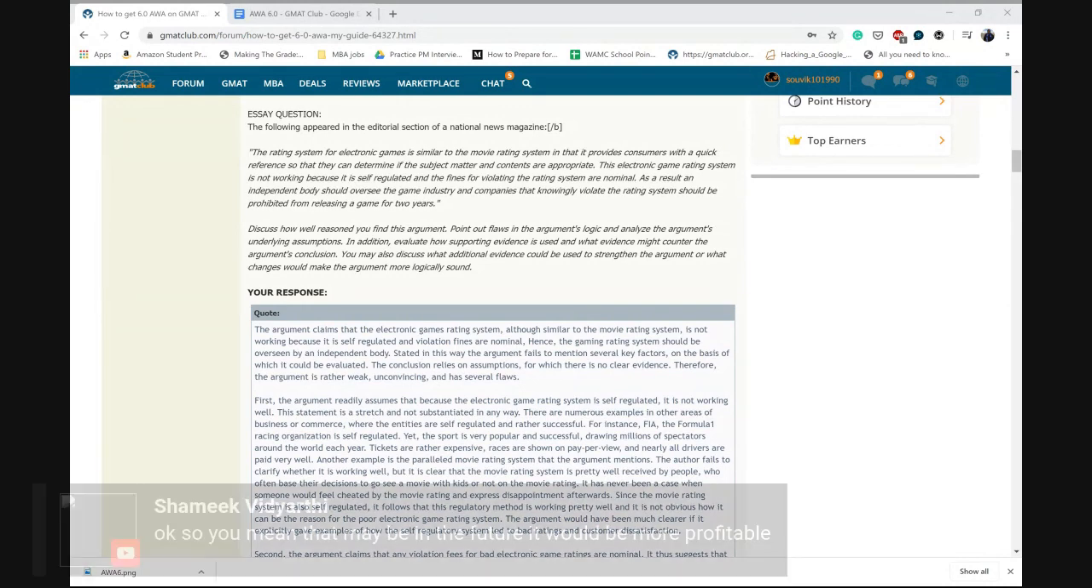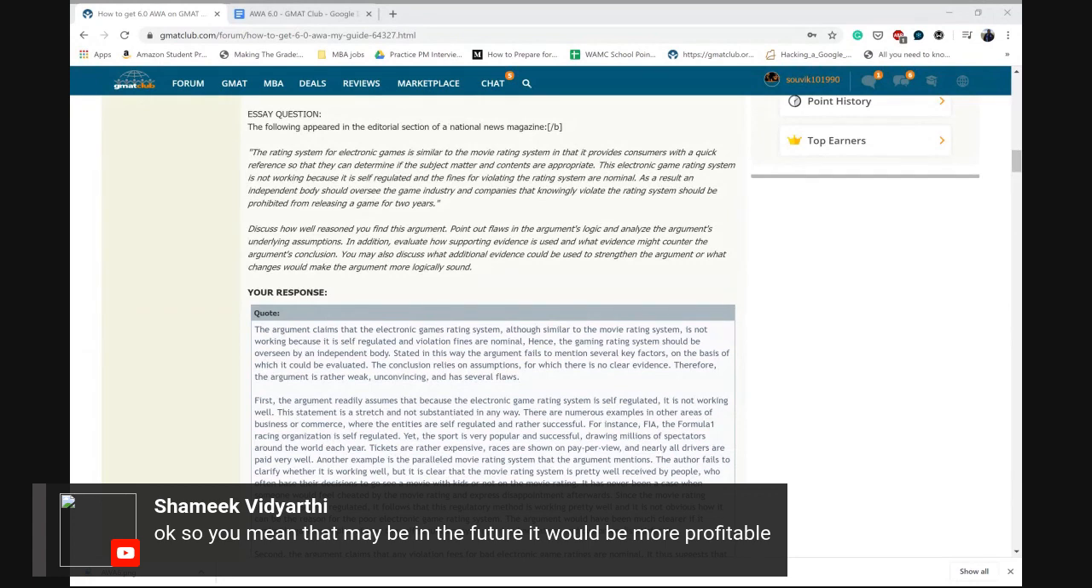All right. So somebody says, so do you mean in the future it will be more profitable? Well, yeah, that's one of the ways we can attack it. Just because it's not profitable right now doesn't mean it won't be profitable forever. Amazon was not profitable for like 15 years or something, and now it's a $1 trillion company. So it could also be one of those things.